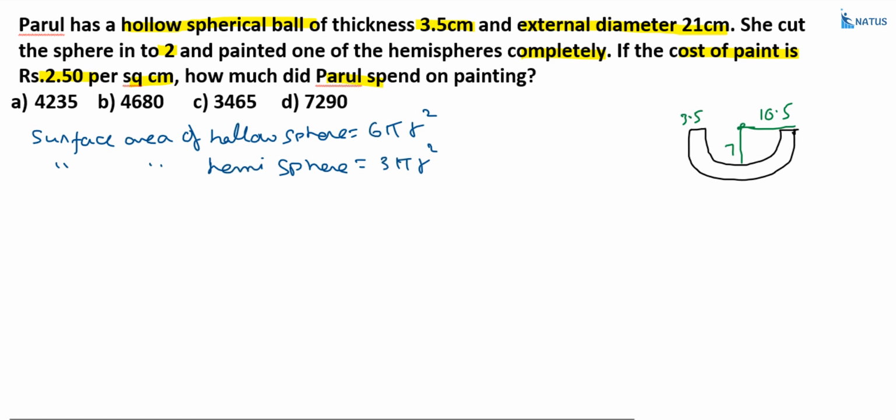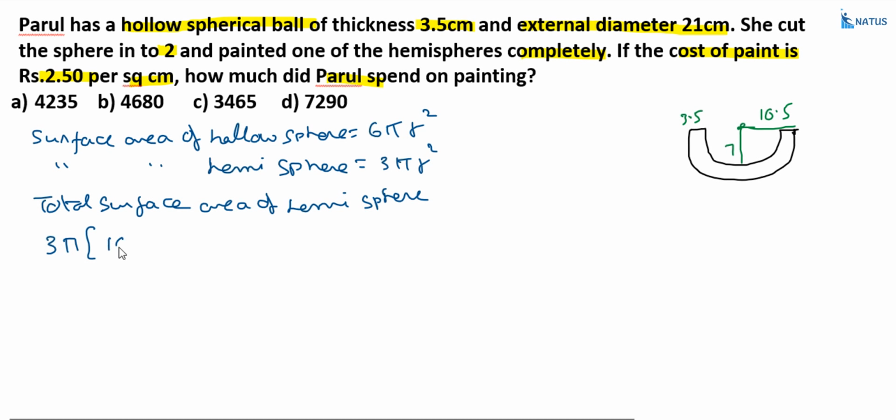So what is the total surface area of the hemisphere? That is equal to, just look carefully, I will write down the direct one: 3 pi into outer circle 10.5 square, 3 pi r square, plus inner circle, that is 7 square. So 3 pi into 10.5 square plus 3 pi into 7 square, right?